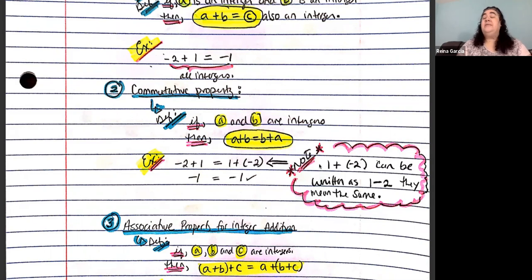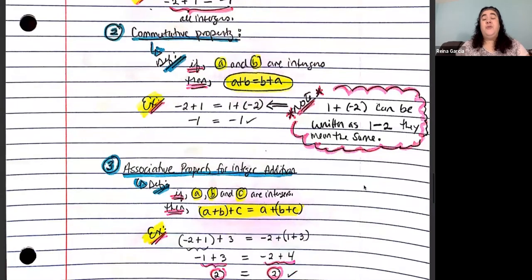So please note, once again, I'm highlighting this. In a minute, you're going to find out what this is actually called. But please note that 1 plus -2 can also be written as 1 minus 2, and they mean the same thing. So in a minute, you're going to find out what that is officially called. But I keep highlighting this because it is an important concept for you to notice.